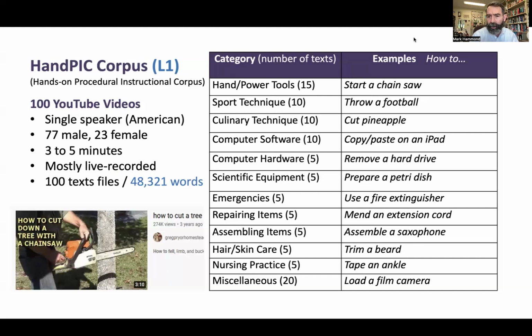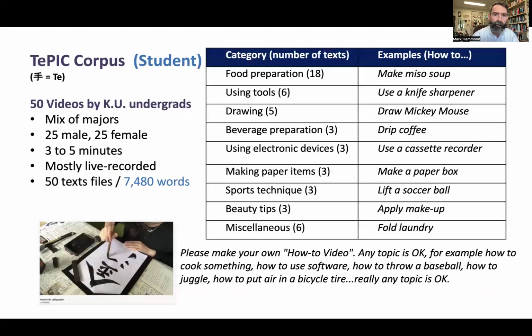I won't go through everything that's here, but you can see the stuff that I put into the corpus, things like power tools or sports or cooking or computer, using equipment for science, lab stuff, emergencies, repairing items, nursing practice, and just kind of miscellaneous things. And you can see examples of some of those tasks. So this is the L1 corpus, or native speaker corpus, I guess, if you prefer that term.